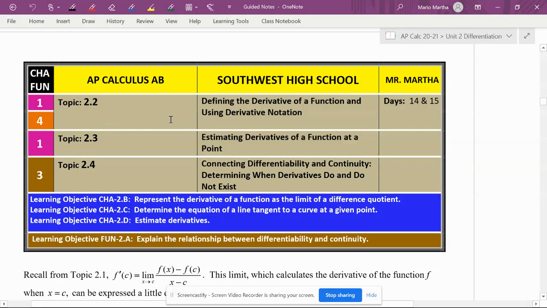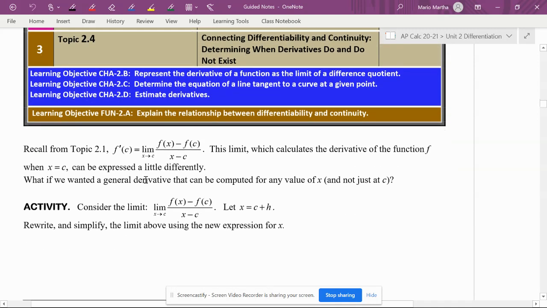Today's topic 2.2, defining the derivative of a function and using derivative notation. Topic 2.3, estimating derivatives of a function at a point. And finally, topic 2.4, connecting differentiability and continuity, determining when derivatives do and do not exist. So let's start off with the intro.